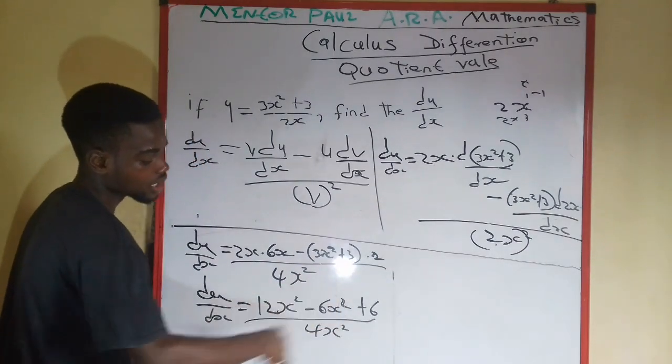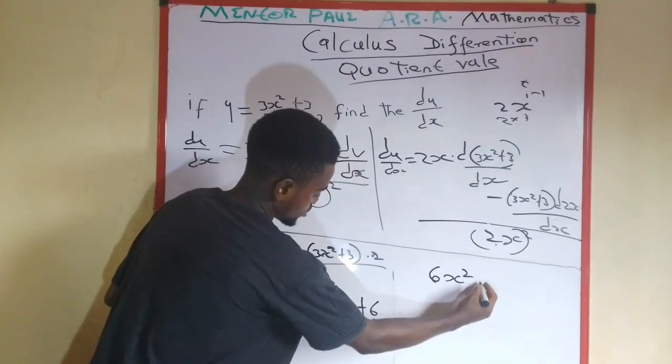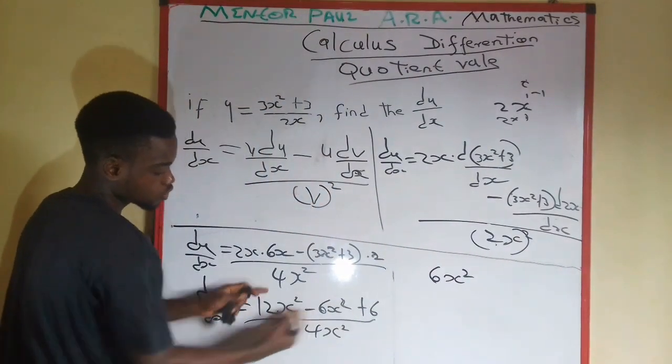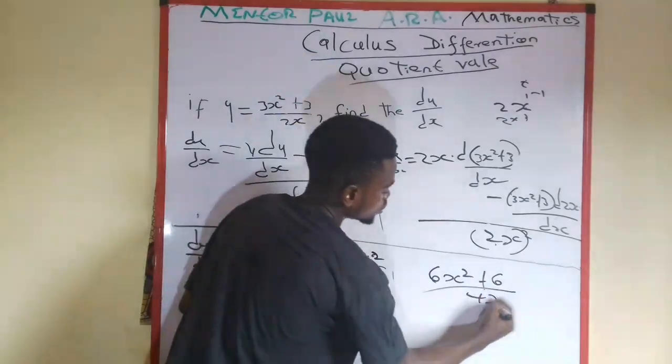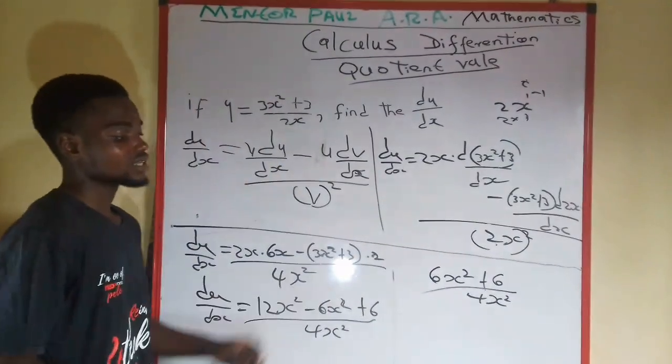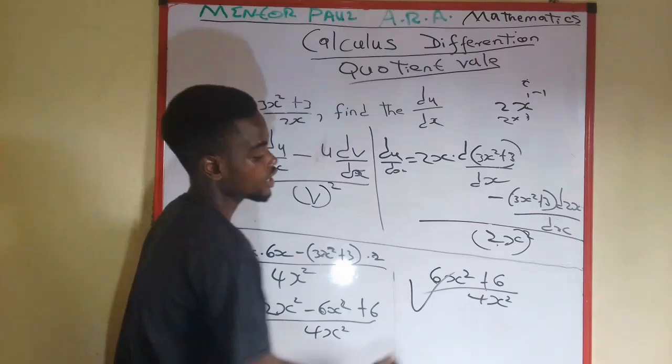Now 12x squared take away 6x squared, I'm going to have what? 6x squared. That is what is remaining from these two here, plus 6 over. Now 4x squared has nothing to work with. So this is the answer here. Now you don't cancel like I said this and this. So here is your final what? Answer.